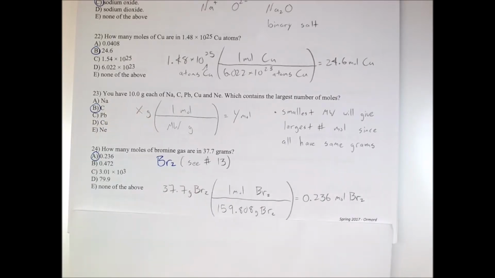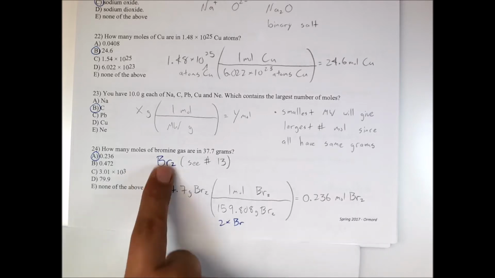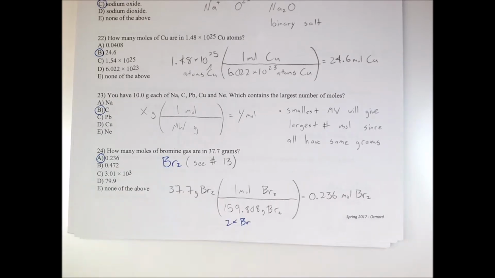All right, next one here. This one, some might see it as a trick question, but you had to recognize that bromine is a diatomic element. So it's Br2. And you need to divide by 159.8, not the 79.9. And I do believe dividing by 79.9 is one of the incorrect answers there. So be careful of that.